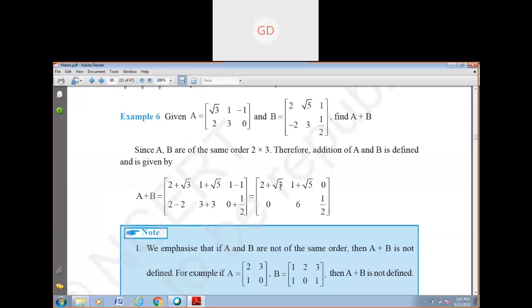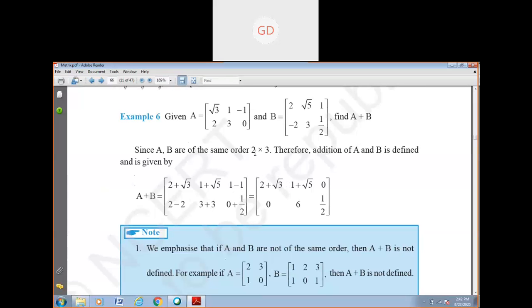So 2 plus root 3, we cannot add this. It is just an irrational number. 1 is a rational number, so it is not necessary to express it in decimal form. So this is the resultant matrix, which is obtained by adding the matrices A and B.